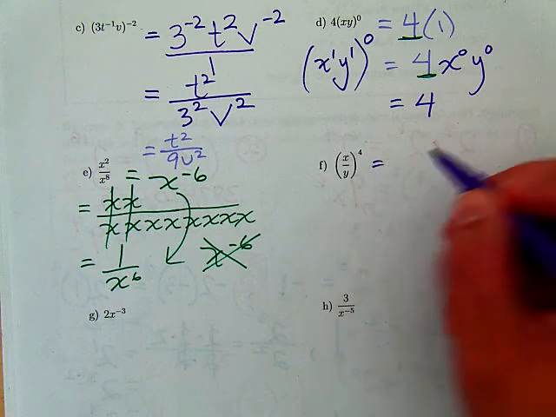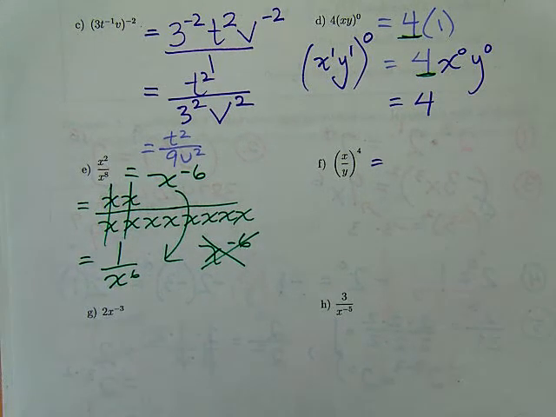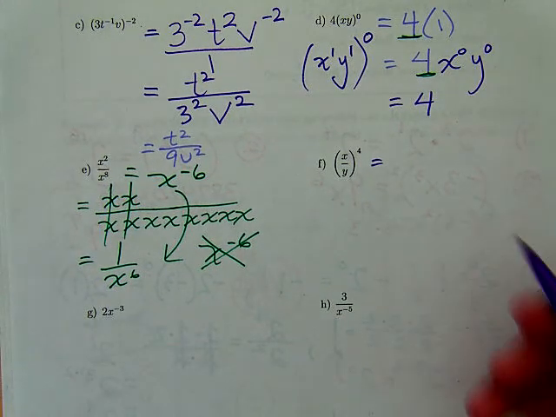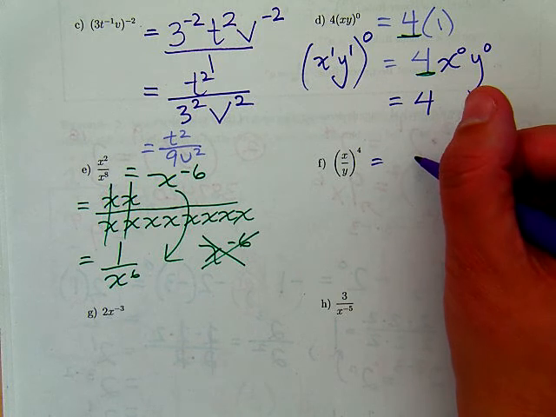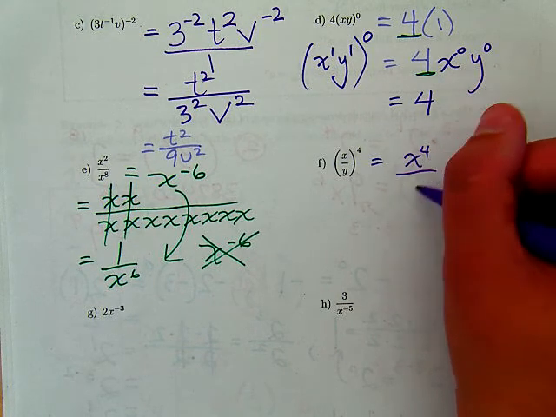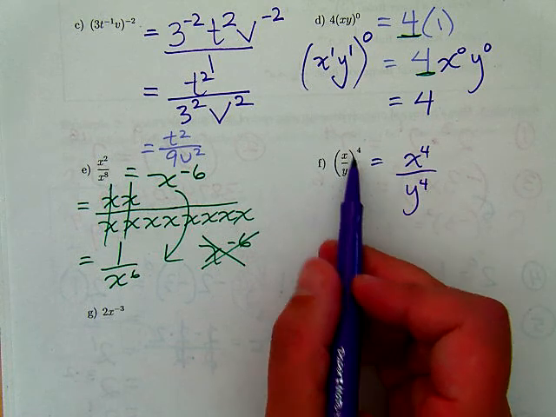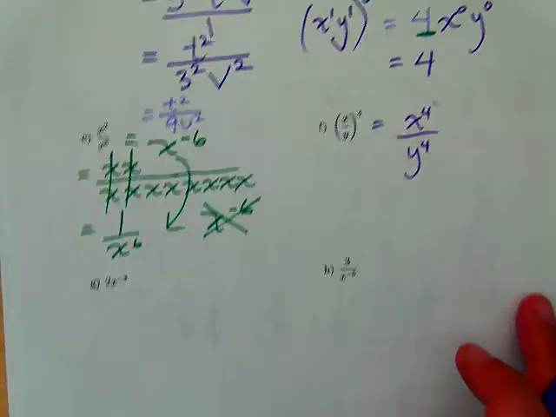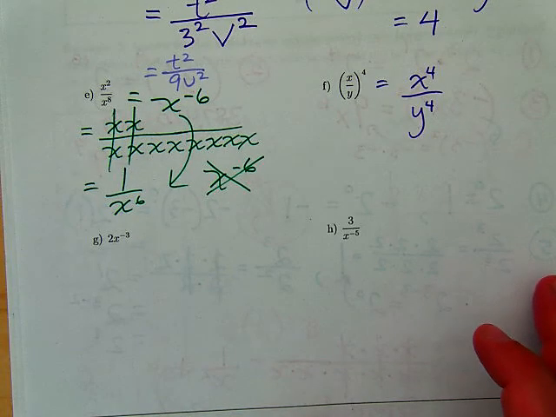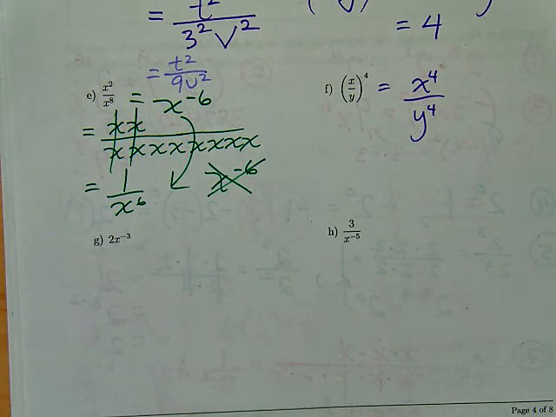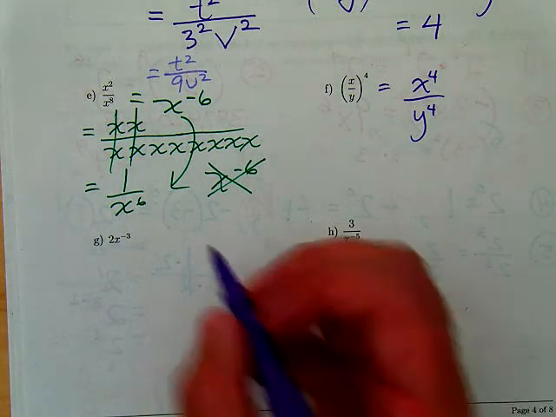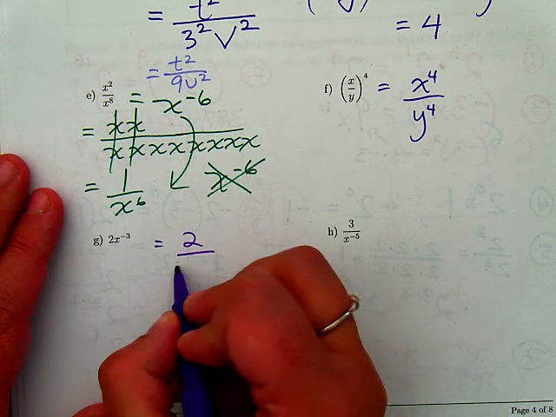Okay, let's look at this one. What about F? Who can tell me what they got for F? Don't overthink it. Yes, y to the 4th power. Because they're both being taken to the 4th power since they're in parentheses. Okay, what about G? 2 over x to the 3rd. 2 over x to the 3rd.